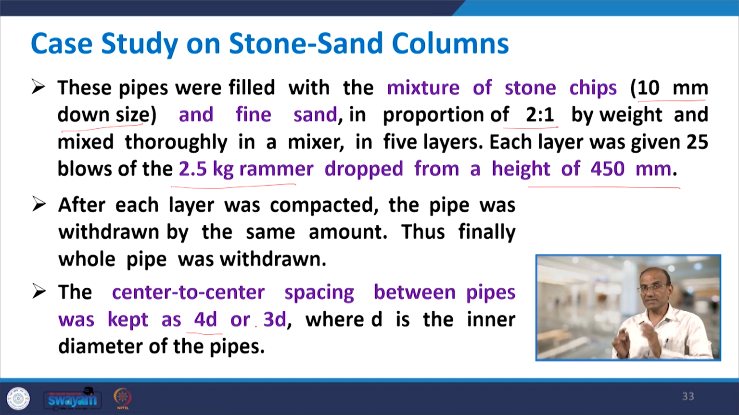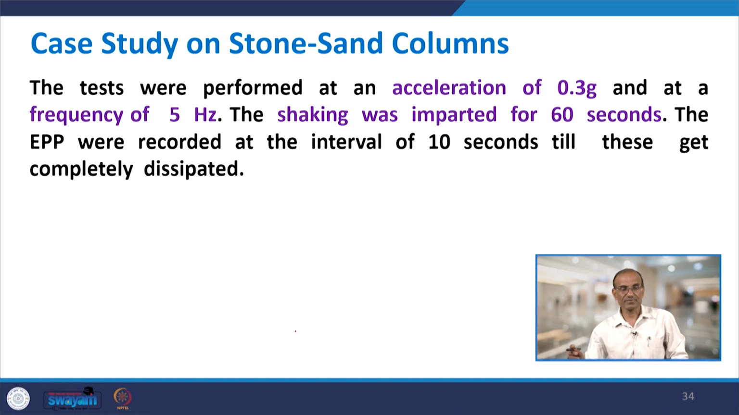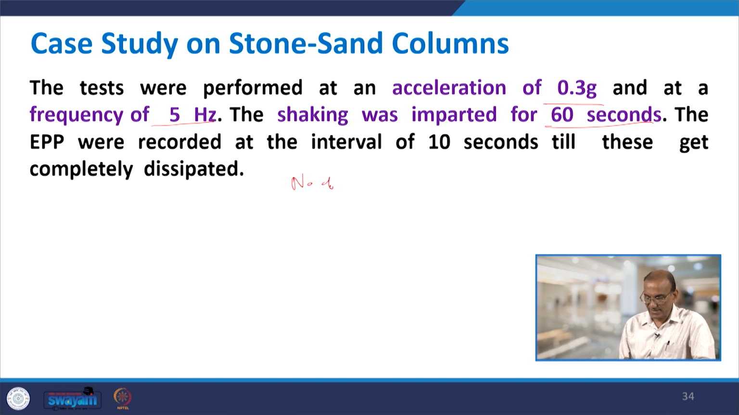What is D here? D is the diameter of the pipe, or 3D, where D is the inner diameter of the pipes. The tests were performed at an acceleration of 0.3 g and a frequency of 5 Hz. The shaking was imparted for 60 seconds. So, the total number of cycles n will be basically your f into t. F is 5 Hz, 5 cycles per second, time is 60 seconds. So, in this case total shaking given is for 300 cycles.